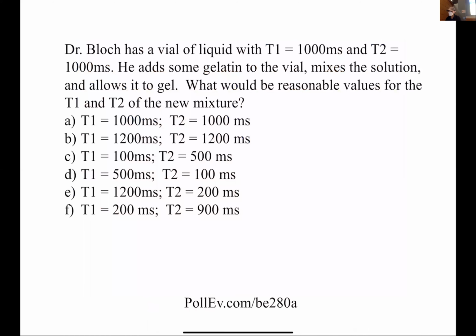Okay, to give you some practice with thinking about this, let's do one additional exercise. So here's the scenario. You have a vial of liquid. Dr. Block has a vial of liquid with a T1 of 1,000 and a T2 of 1,000. So this is made up. Now you add some gelatin to the vial, and then you let it gel. Now you go back and measure it again. What would be reasonable values for the T1 and T2 of the mixture? Go ahead and think about that for a minute, and we'll regroup.